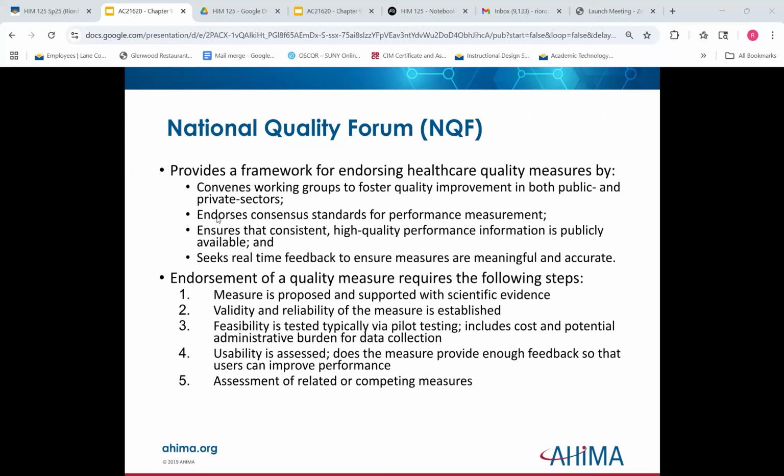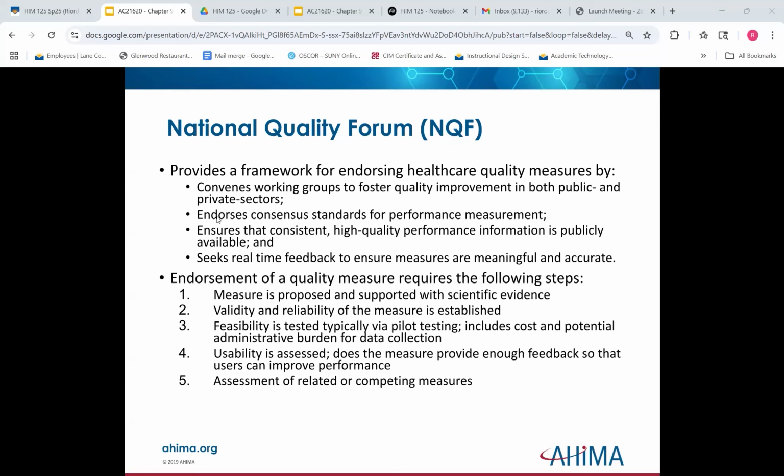The National Quality Forum provides a framework for endorsing these quality measures, and they have working groups to look at quality improvement efforts in both public and private sectors of healthcare. The National Quality Forum endorses consensus standards for performance improvement and ensures that we have consistent high quality performance information that's publicly available.